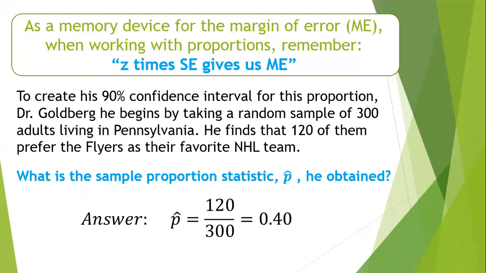Did you write down this value? P hat equals 120 divided by 300. 120 out of the 300 who were surveyed indicated that they preferred the Flyers as their favorite team. As a decimal, that fraction evaluates to 0.4, or 40%. That is our sample proportion.